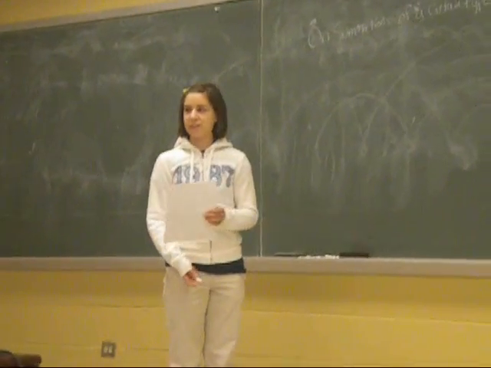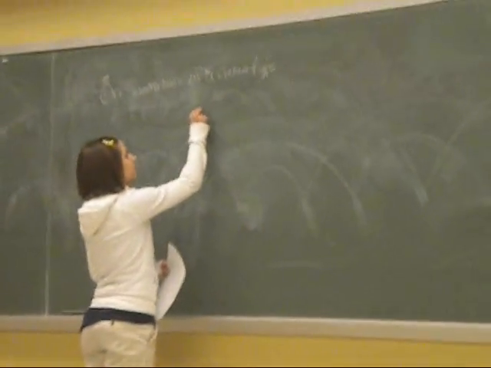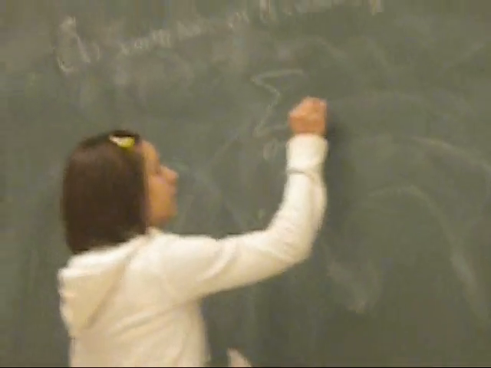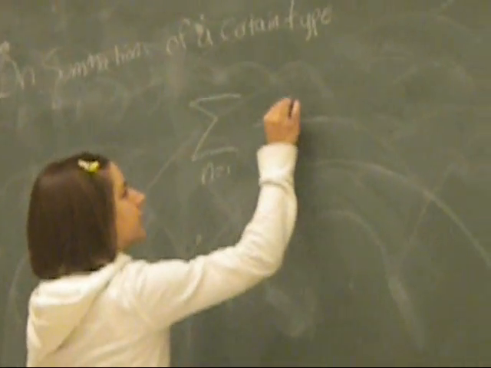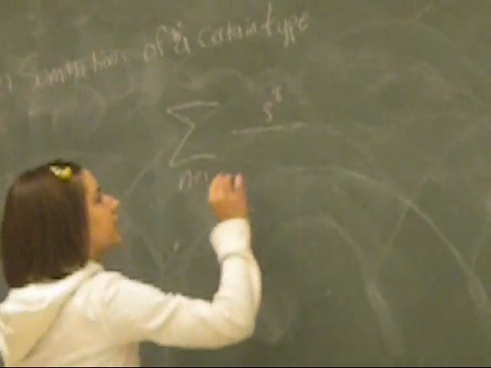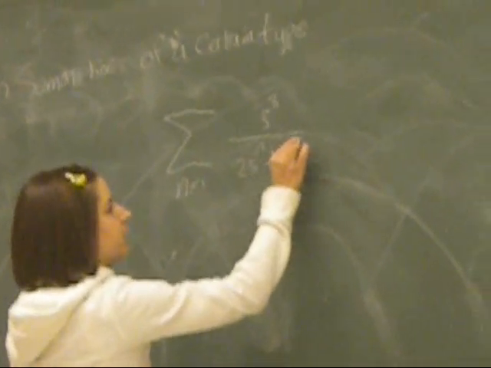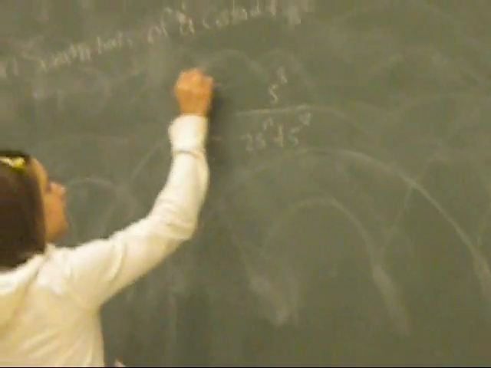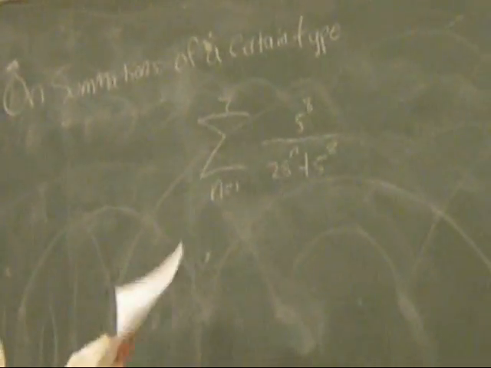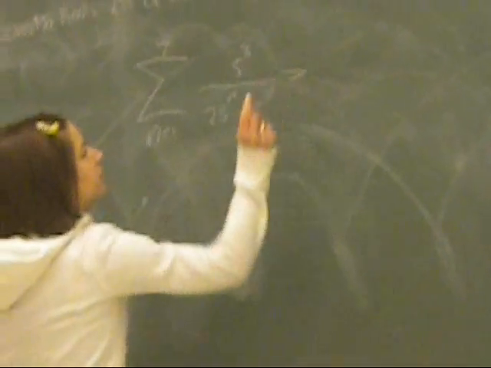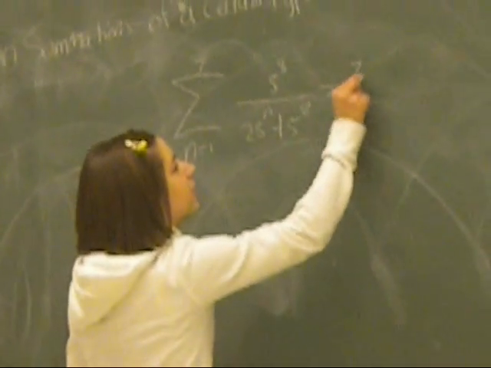Okay, so let me give you some examples of the type of sum that I'm talking about. You have a sum, n equals 1, of 5^8 over 25^n plus 5^8, all the way to 7. This is not that hard to solve, but if you do, you will find that it equals 7 over 2.